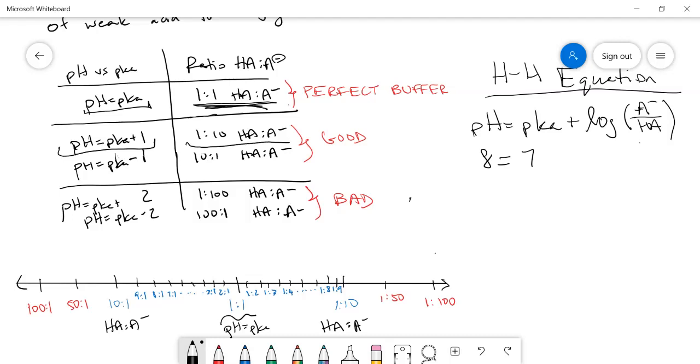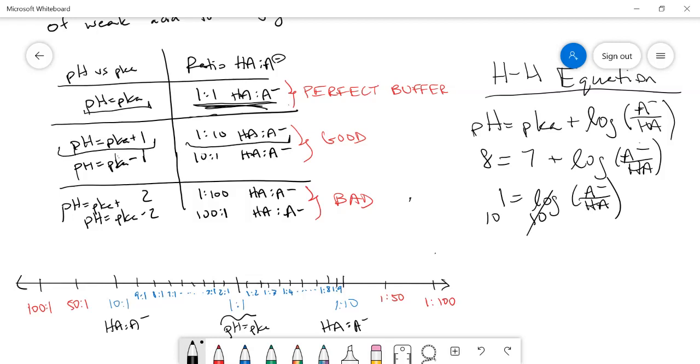So I'm trying to see how I can get this ratio. I'm going to plug it in over here. Then I'm going to subtract 7 from both sides. That's equal to 1, the log of A minus over HA. So now, to get rid of the log, what do we do? We do 10 to the power of. That gets rid of that. So 10 to the power of 1 is equal to 10 over 1, which is equal to A minus over HA. And notice how we got that 10 to 1 ratio.